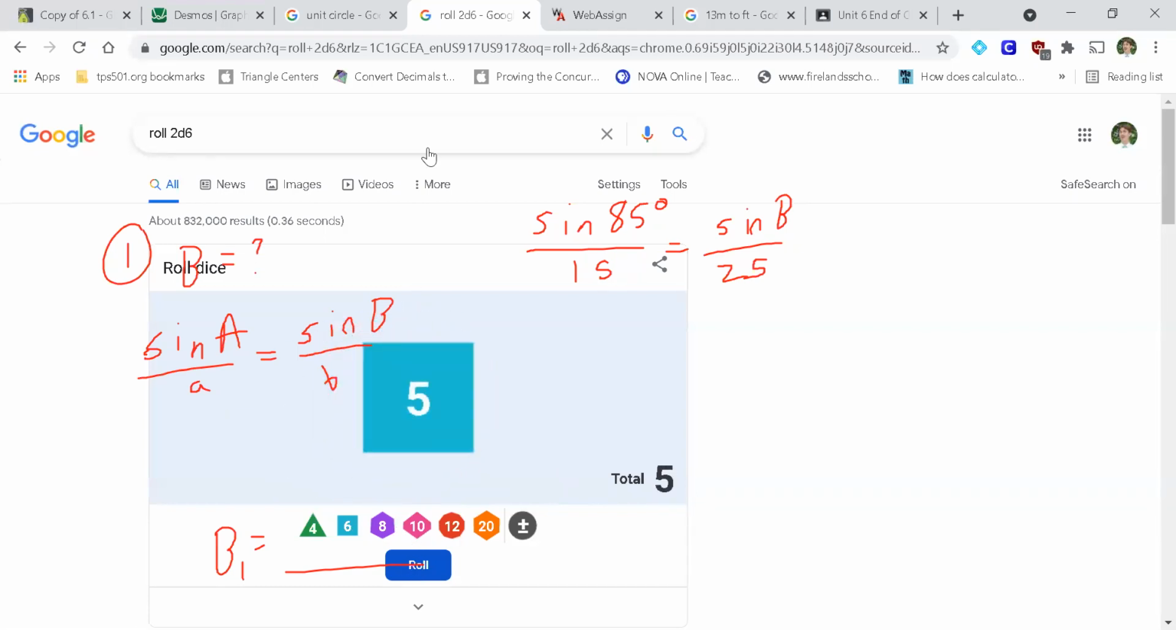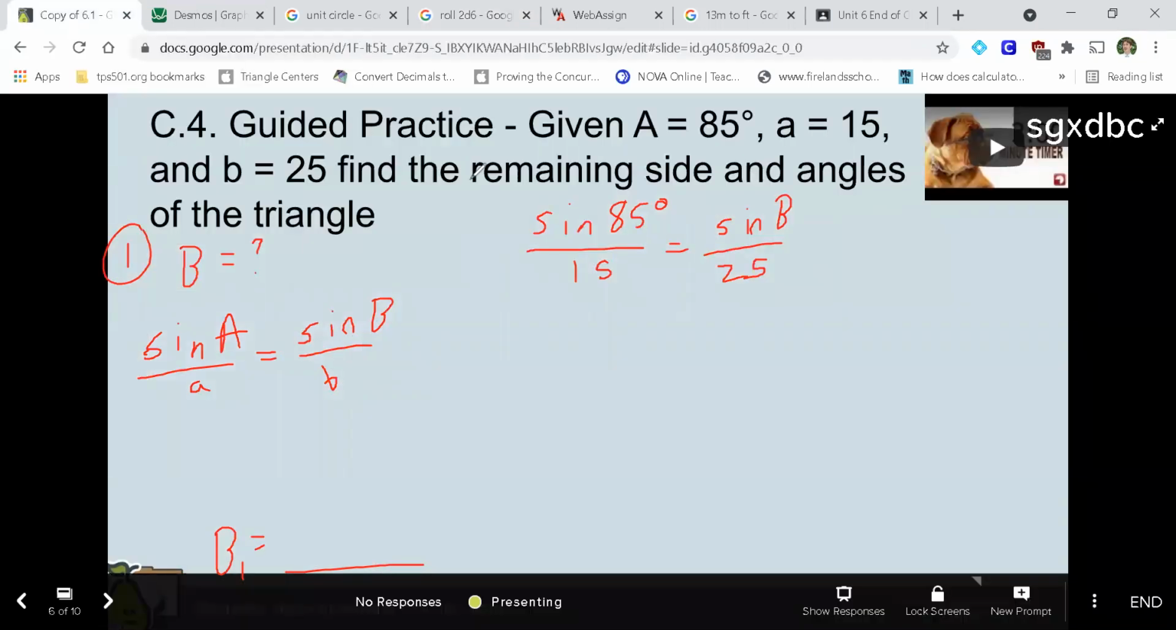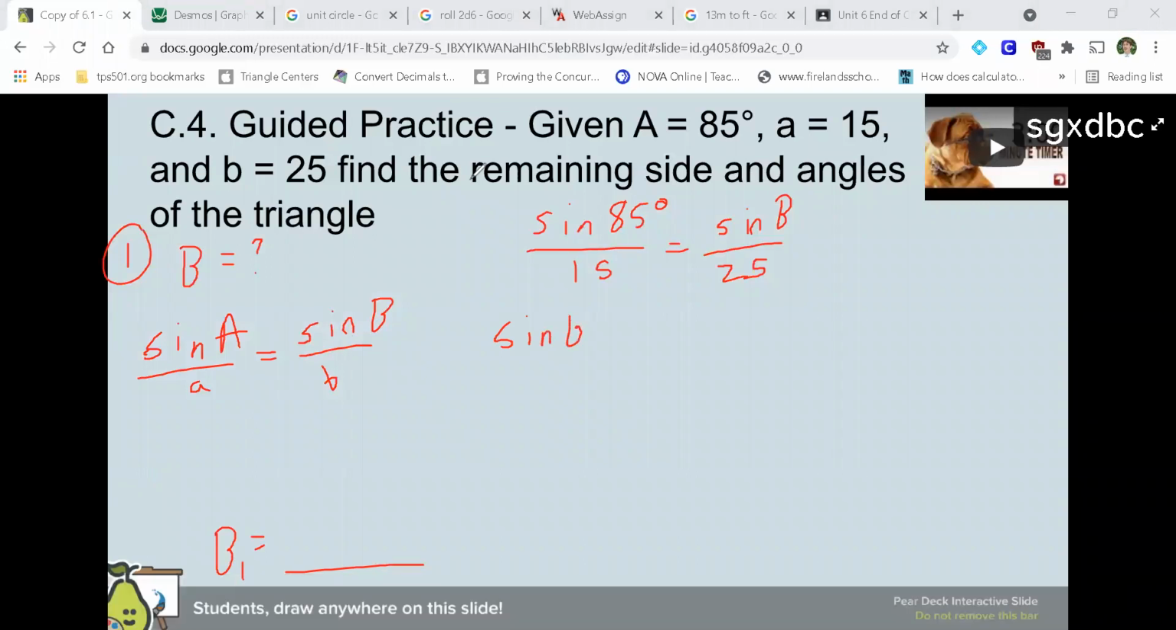Okay, it is you, Anna. All right, Anna, what do you got? What do I do? Multiply the 25. Multiply the 25. All right, and then Teresa, you would be next in line. Do you remember how do I get rid of the sine? Sine inverse. Very good.